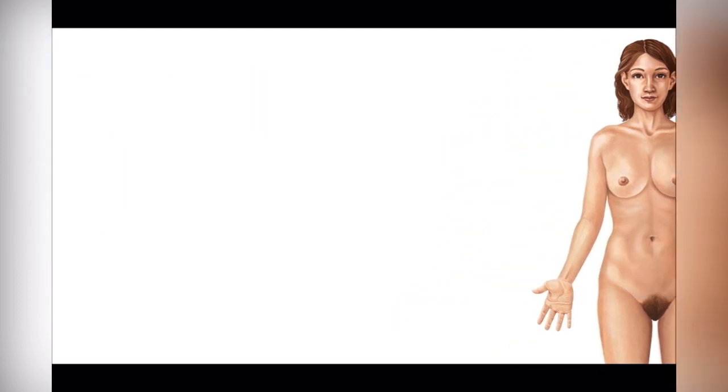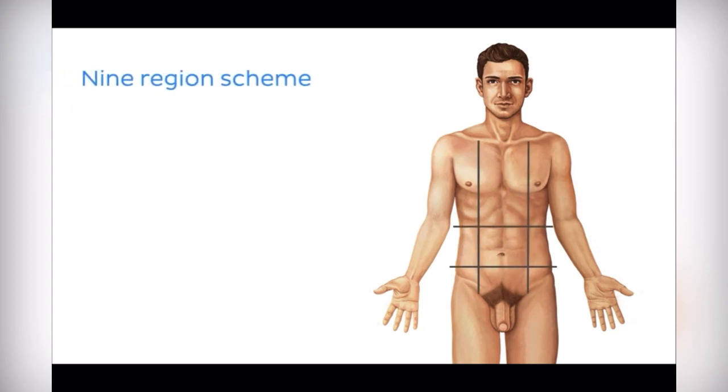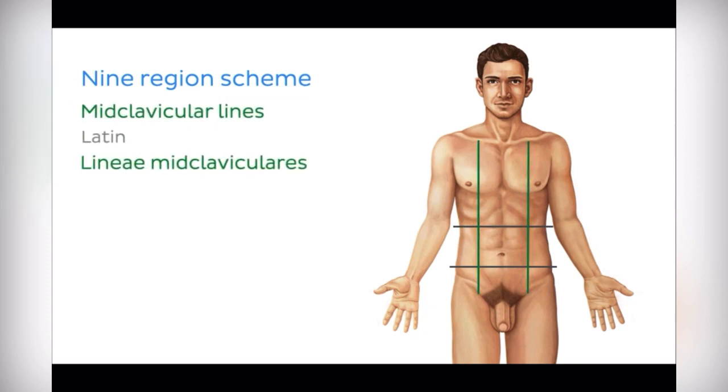The second and more common method to divide the abdomen is by the 9-region scheme, which uses 2 vertical lines and 2 horizontal planes. The paired vertical lines are the left and right midclavicular lines. These lines pass in an inferior direction from the middle of the clavicle to the middle of the inguinal ligament.